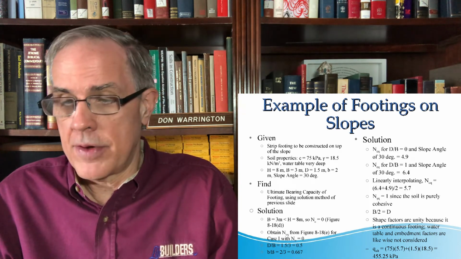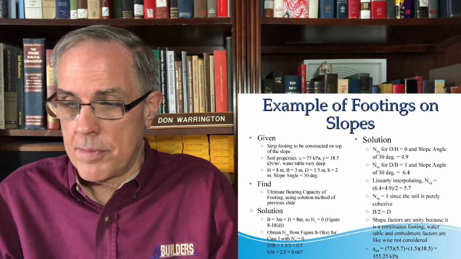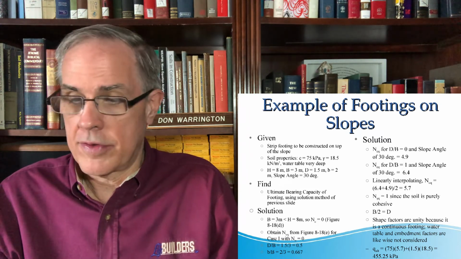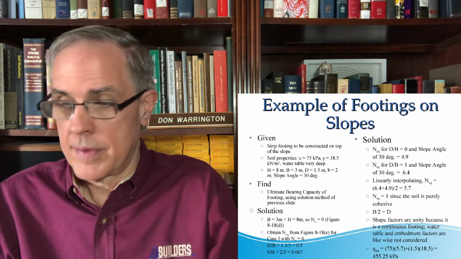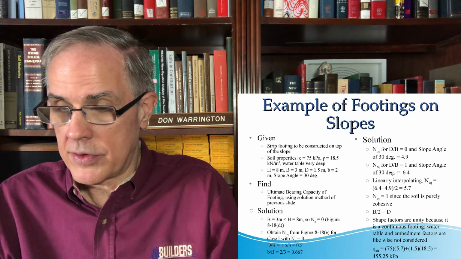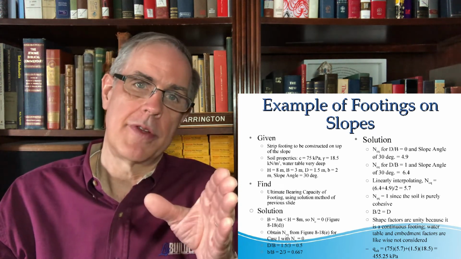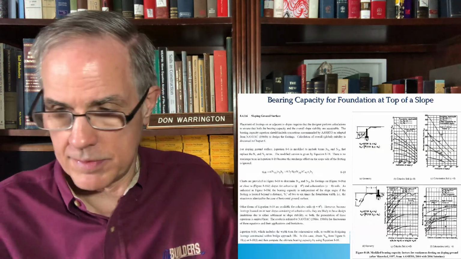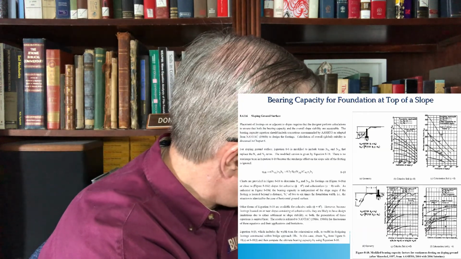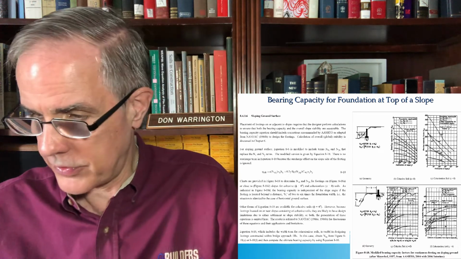H is 8 meters. The height is 8 meters. The B, the width of the foundation, is 3 meters. And the D is 1.5. That's the depth. And little b is equal to 2, which is from the top of the slope back to the foundation. In other words, this dimension right here. All given in those charts.